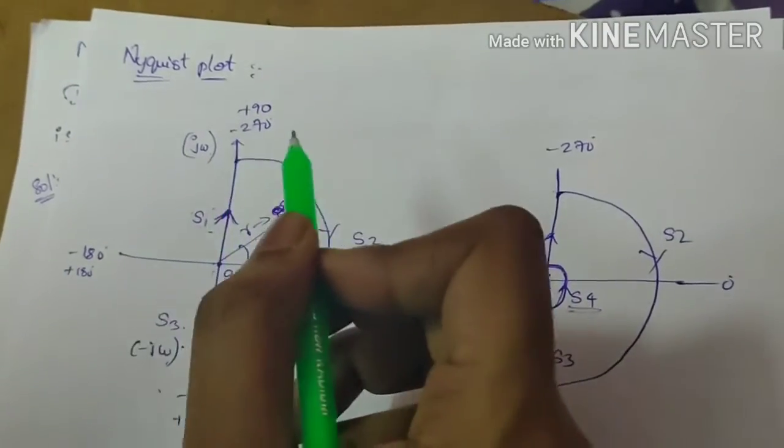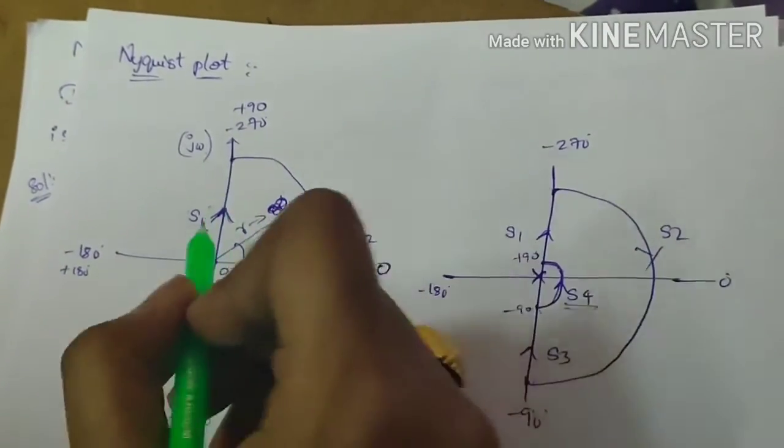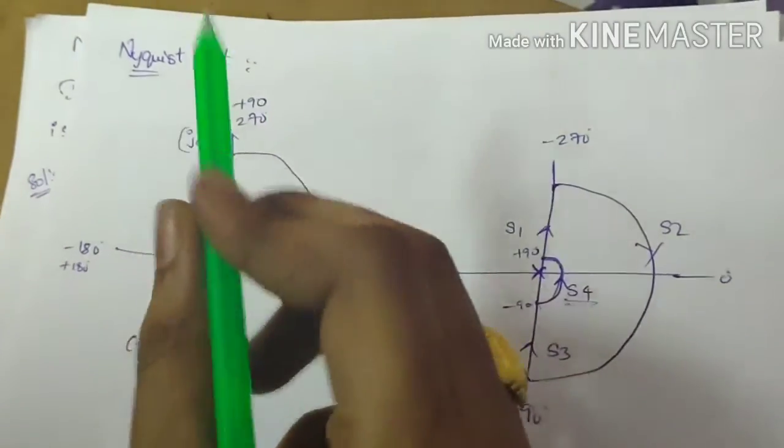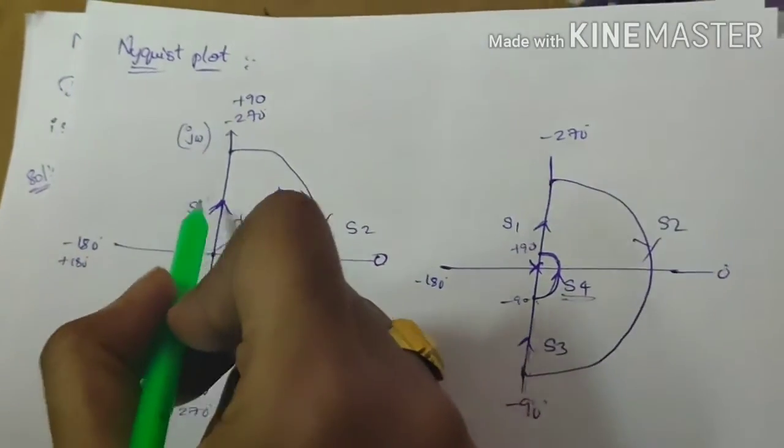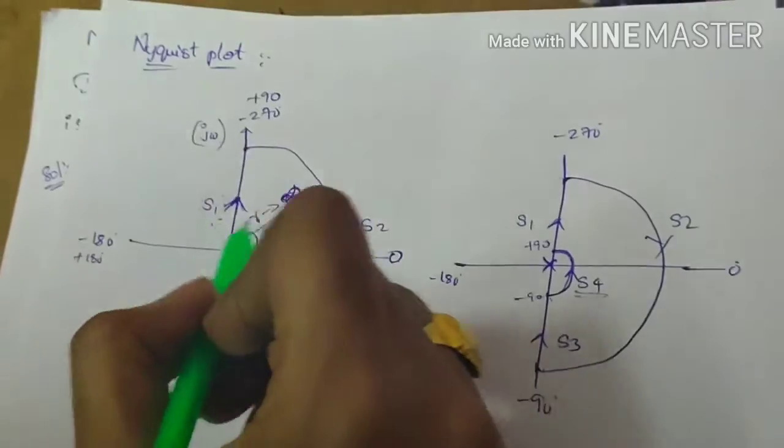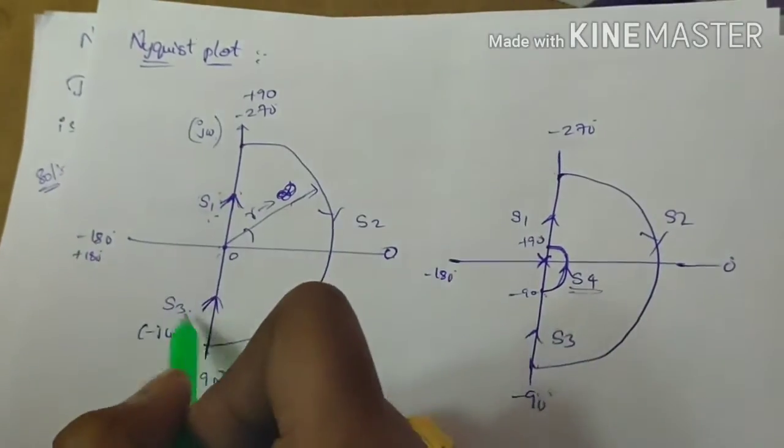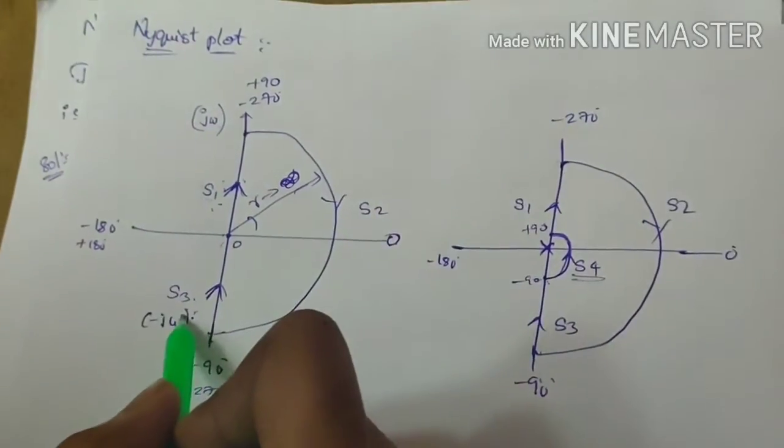Why? Because in the polar plot, what is the first step we have done? Just substitute S equal to j omega and we find magnitude and phase angle. So S1 is nothing but drawing a polar plot. What about S3? S3 is nothing but the mirror image of the polar plot.